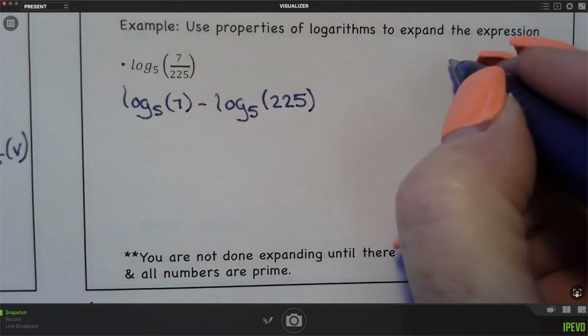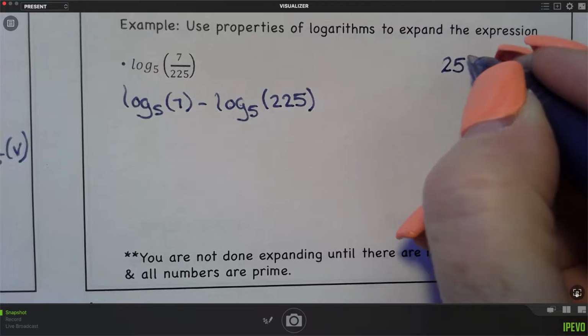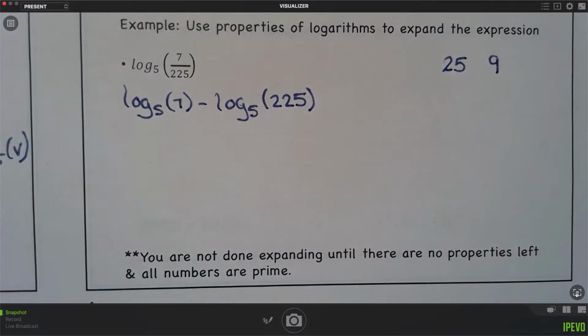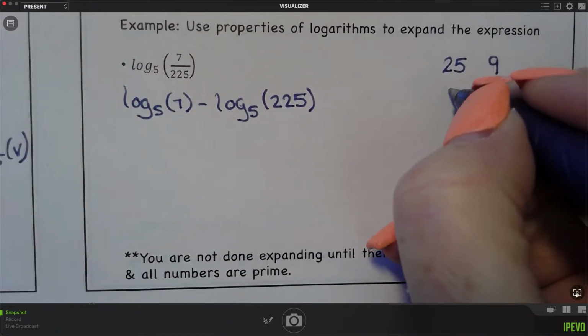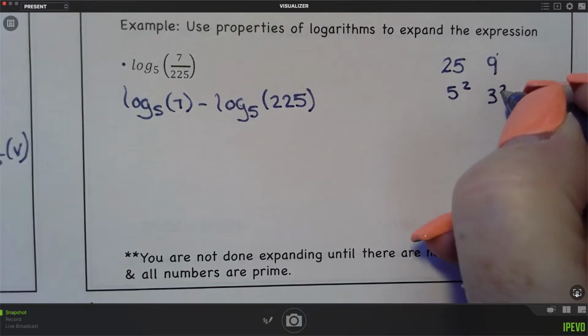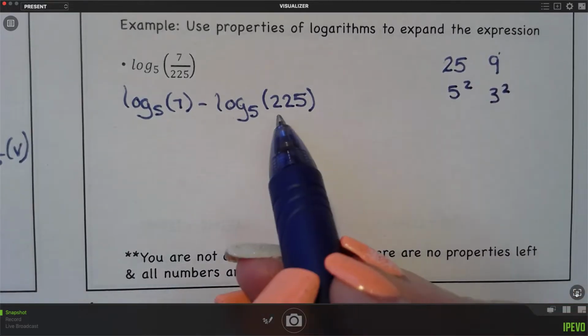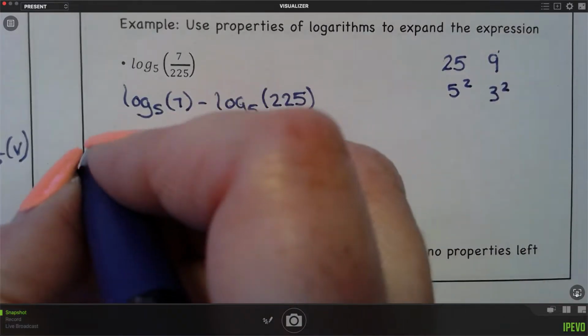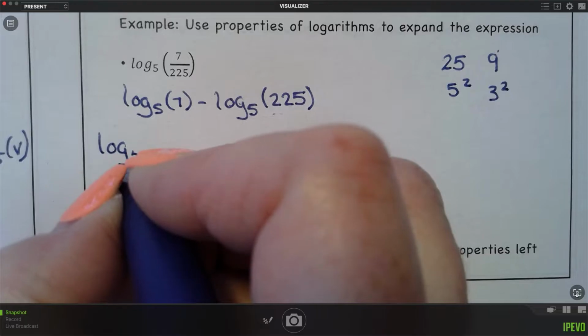25? Yeah. So how many quarters make 225? 9. If somebody said 5, I'd owe you 225 and give you 5 quarters. So I've got 9 and 25, right? 25 is 5 squared, and 9 is 3 squared. So I'm going to break this 225 up, but I'm still dividing by the whole thing, right? So what do you think I need to do there to make sure that negative goes to everything? I need to add a what?